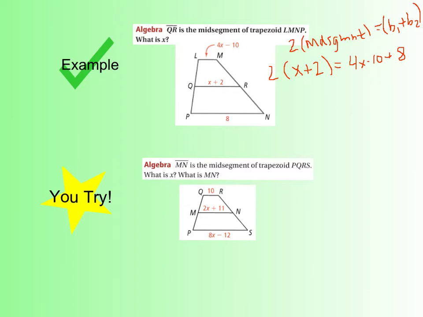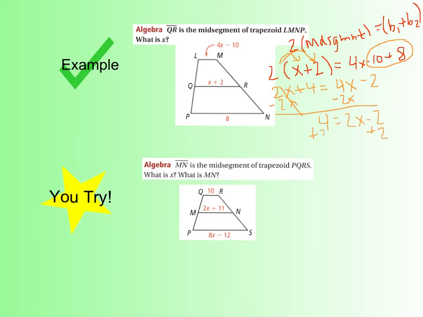First thing I have to do is distribute my 2 into those parentheses. So I get 2x plus 4 equals 4x, a negative 10 plus an 8 is a negative 2. And now I'm going to move my 2x, I add my 2 to both sides. And then I divide out my 2, and I get x equals 3. So x equals 3 is my answer to this problem.